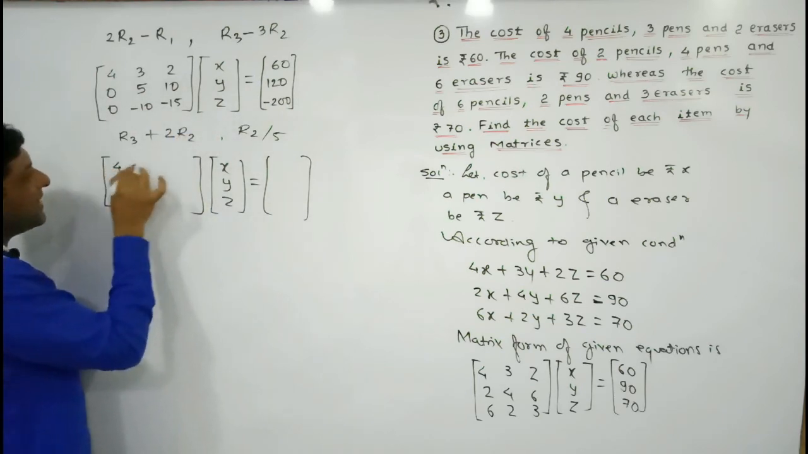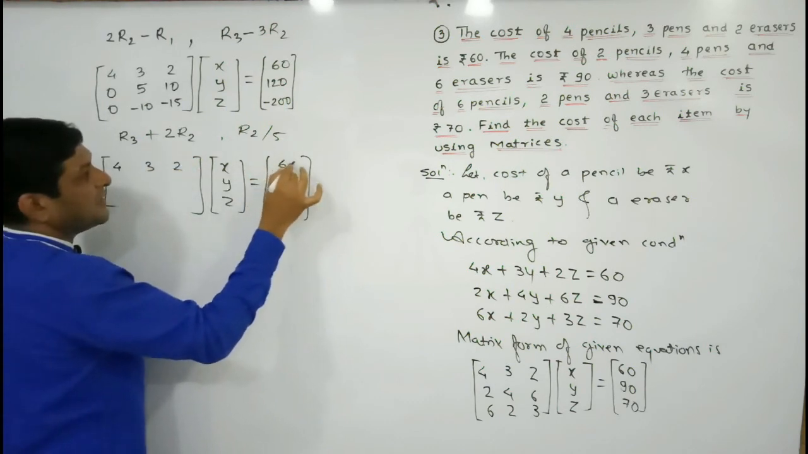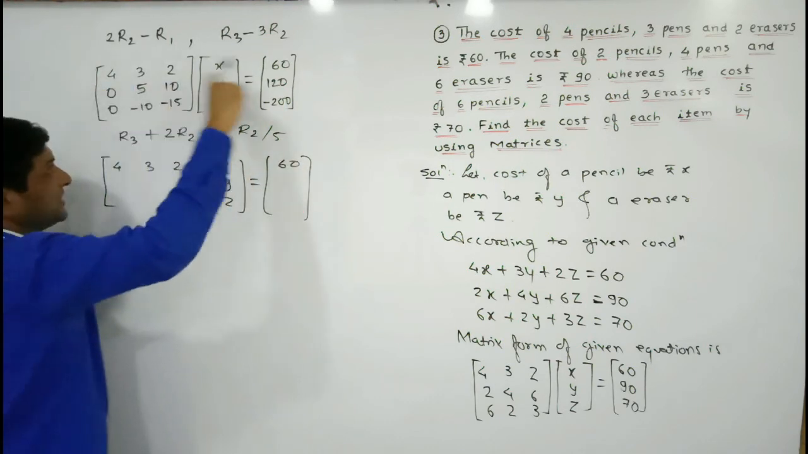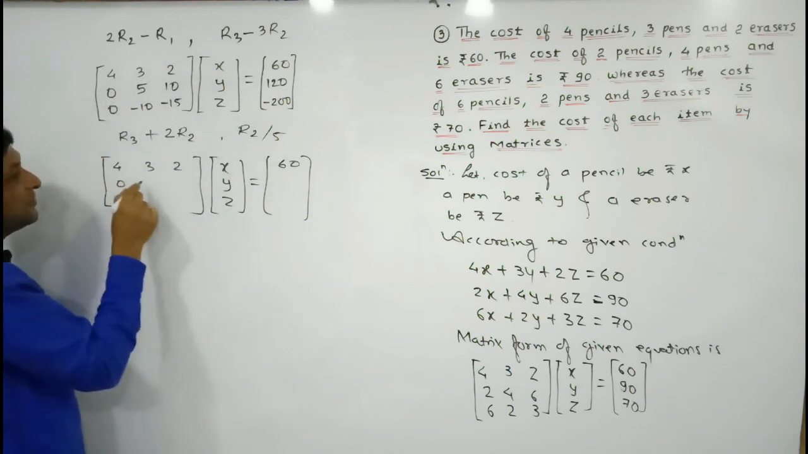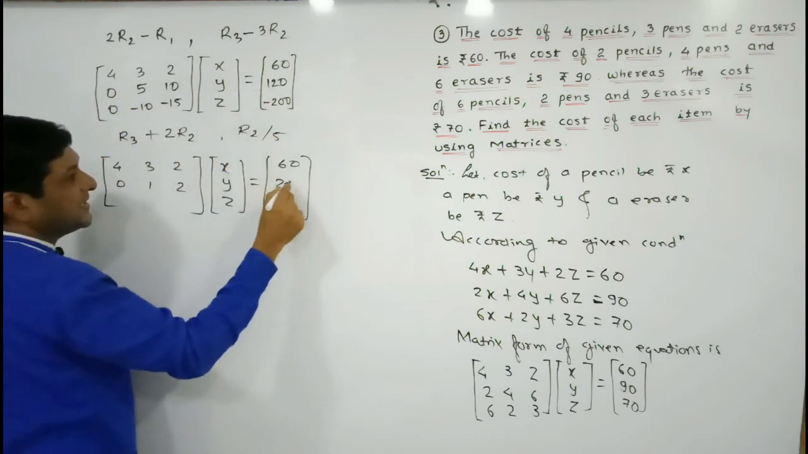So keep element of R1 as it is. Here on this side also R1 as it is. Divide the element of R2 by 5. So here we will get 0, 1, 2, and here we will get 24.